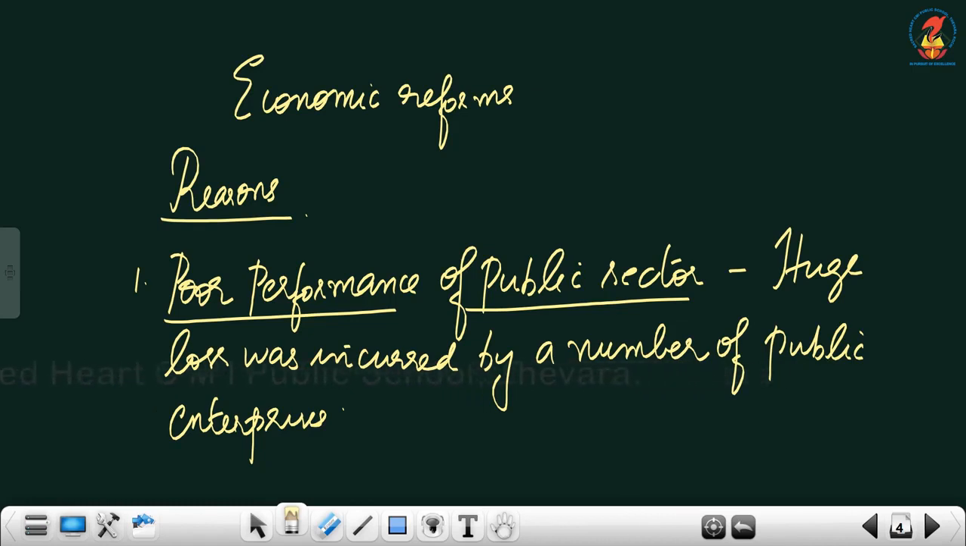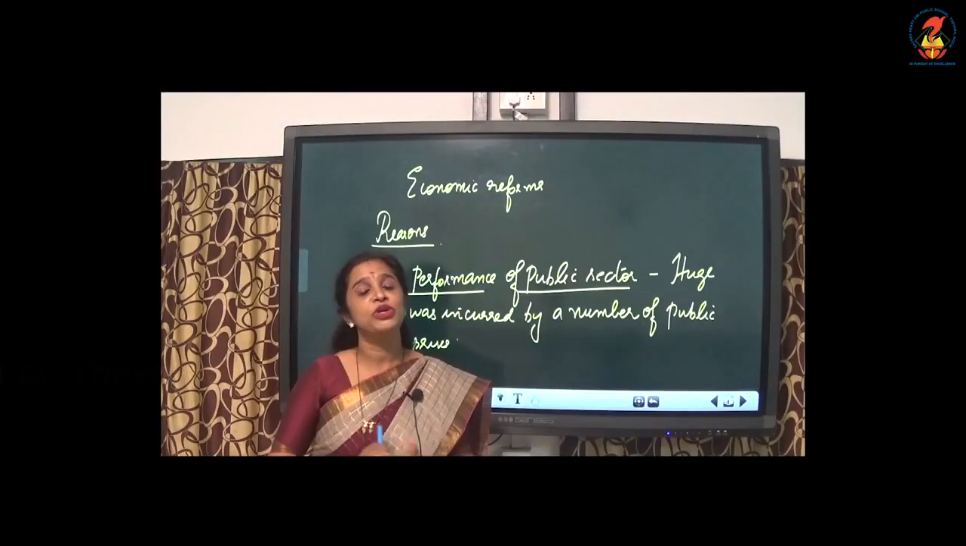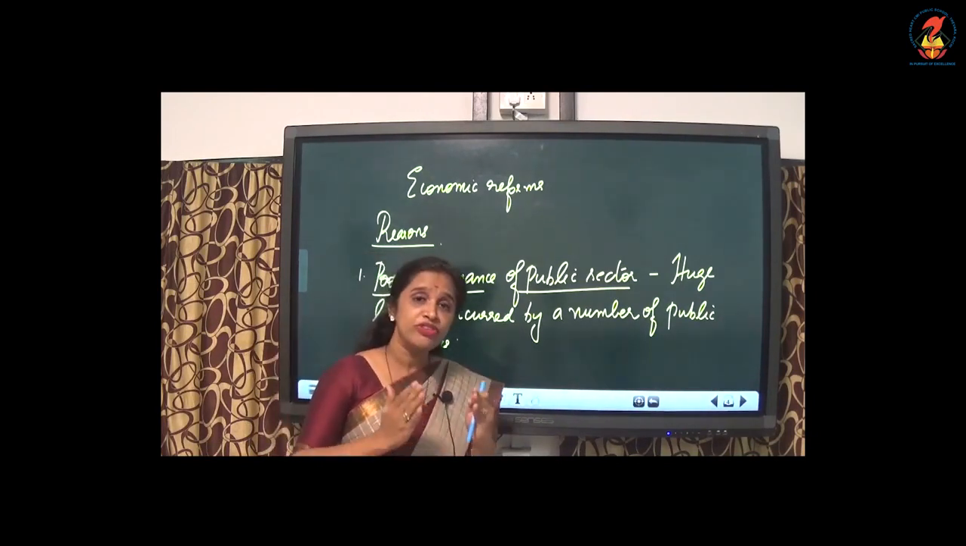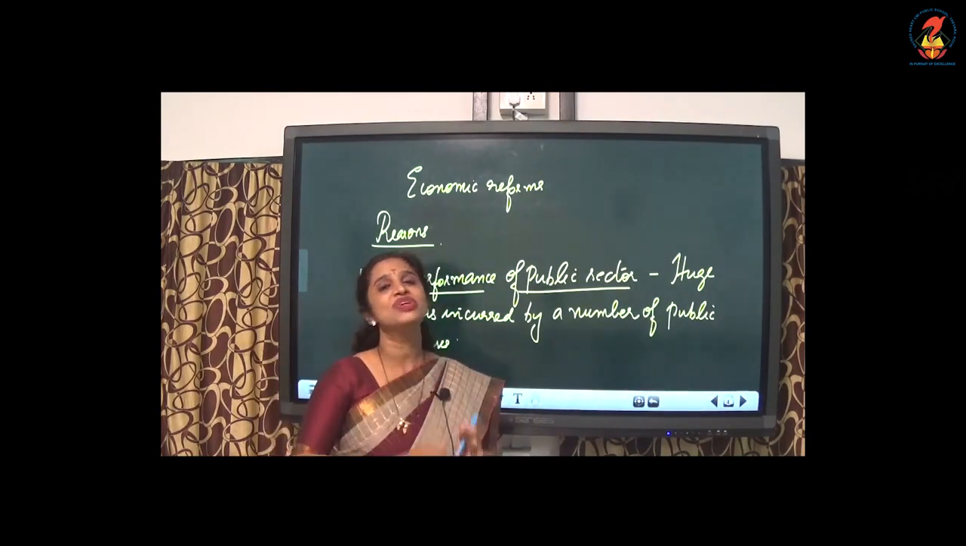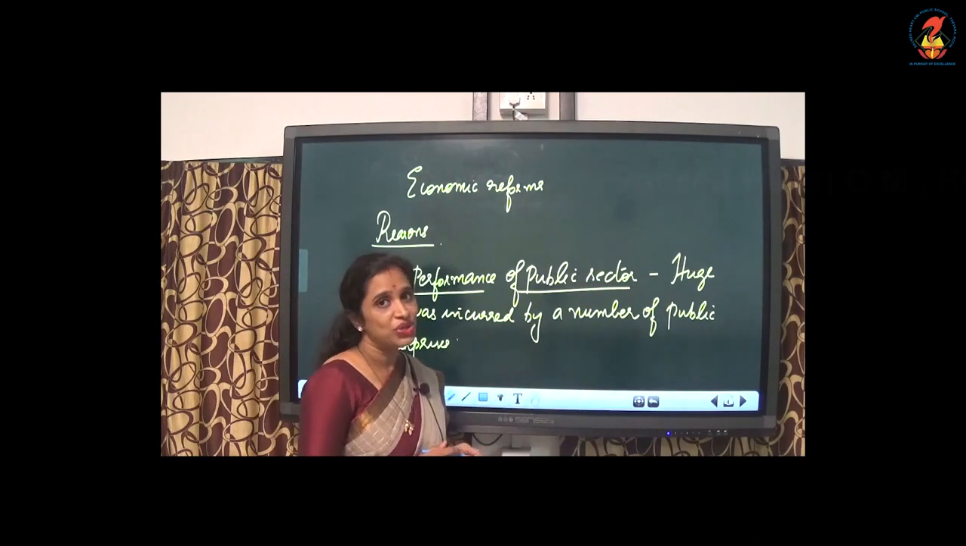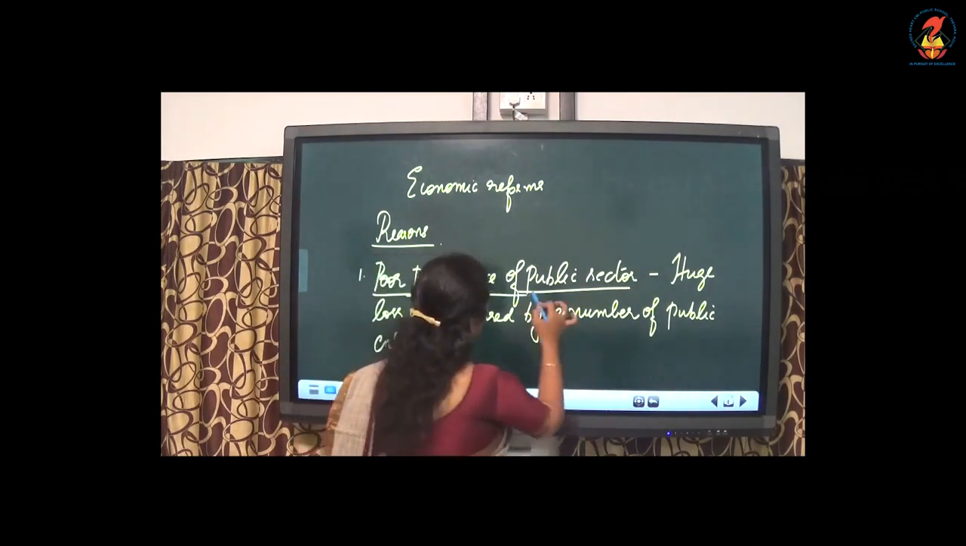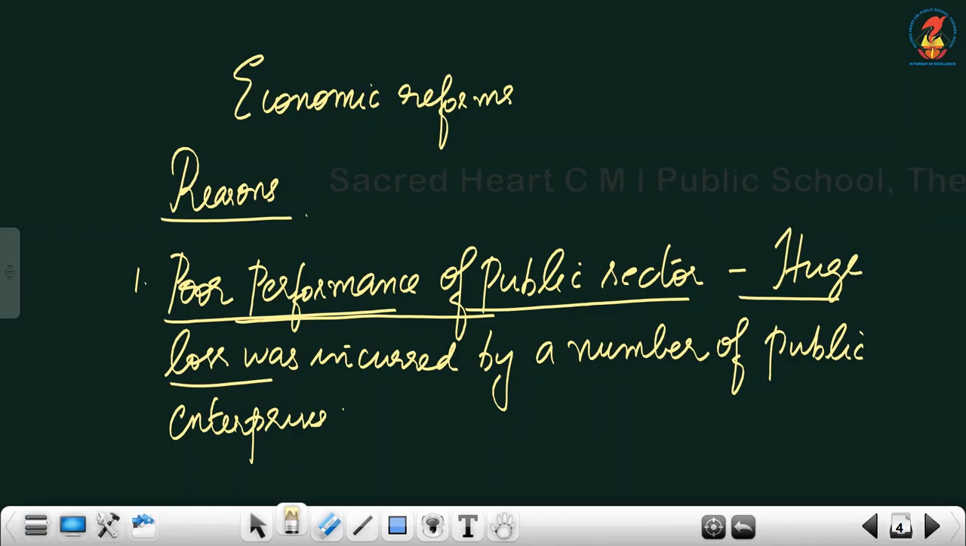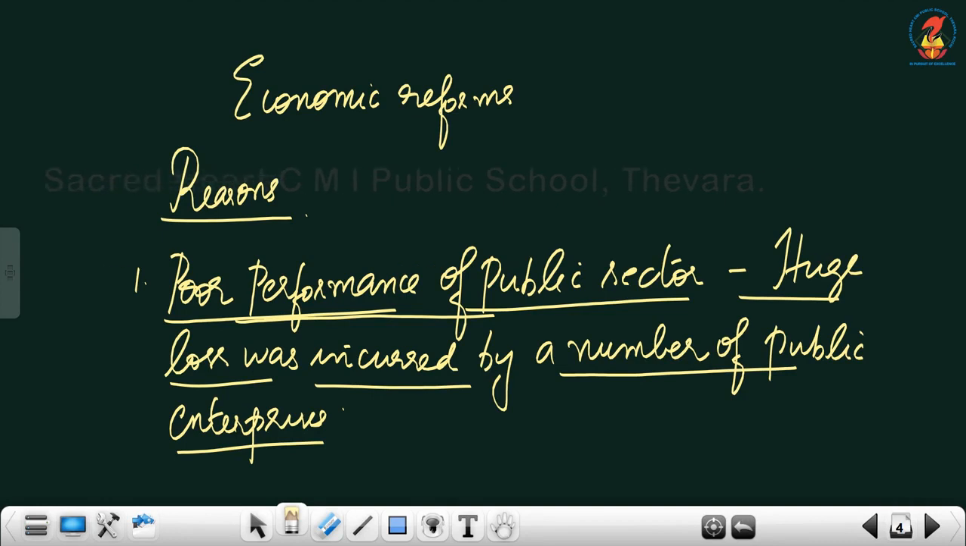Certain government undertakings were running at a loss, and the government actually wanted to shut them down. But being a government sector undertaking, it was very difficult for the government to think of shutting down those industries. Therefore, even if it was a loss, the government was forced to run that public sector undertaking. Because of that, the government had to face huge loss. So, because of the poor performance of the public sector, huge losses were incurred by a number of public enterprises. Even under huge loss, they kept running because there was no other way of shutting down a government enterprise.